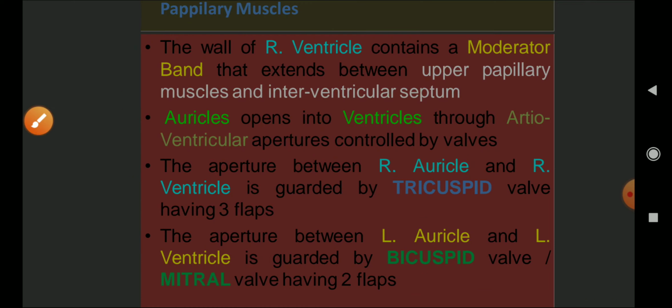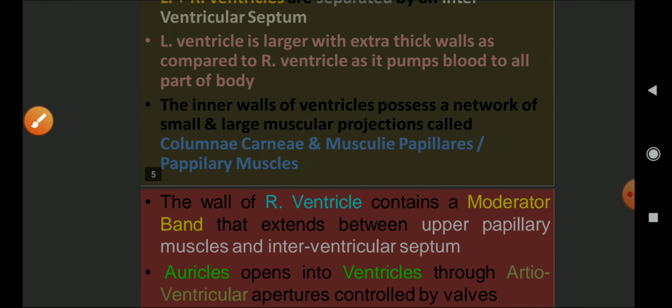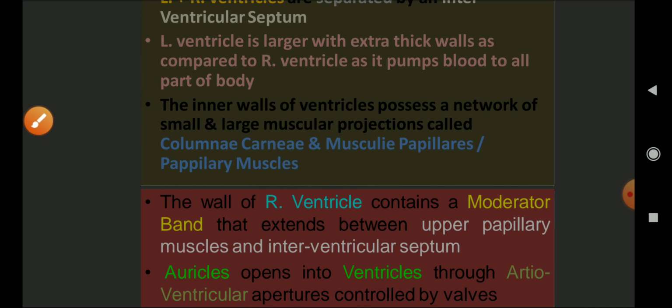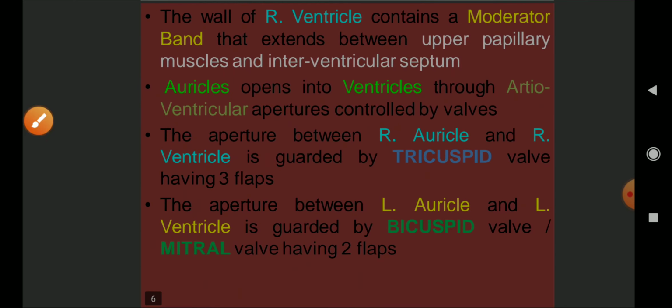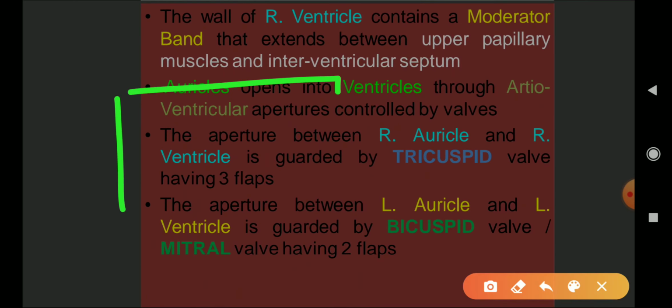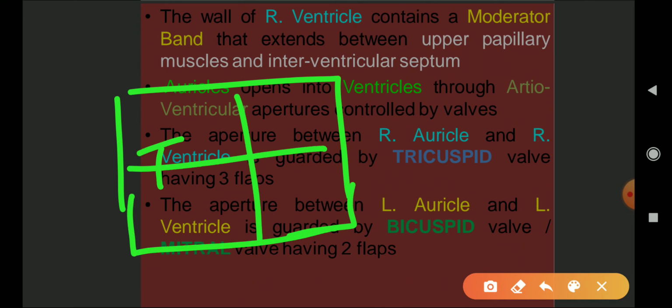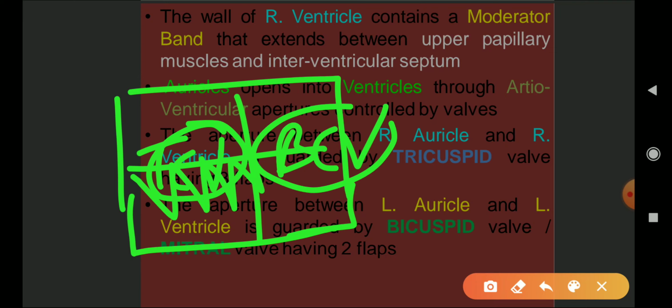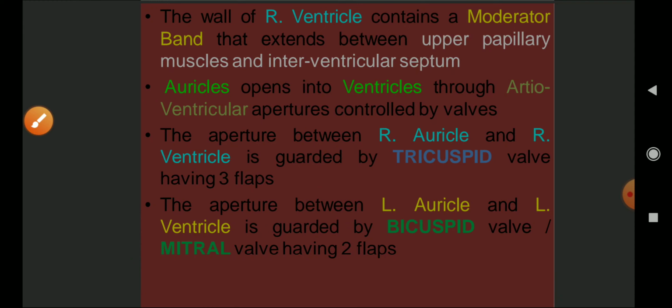So I was talking about these papillary muscles, that is chordae tendineae. It will come in the next slide, but I am going to show you here. So here, this is what the chordae tendineae does. This is tricuspid valve, this one is bicuspid valve, and chordae tendineae checks whether the tricuspid valve and bicuspid valves are closed properly or not. So that is a function of chordae tendineae.